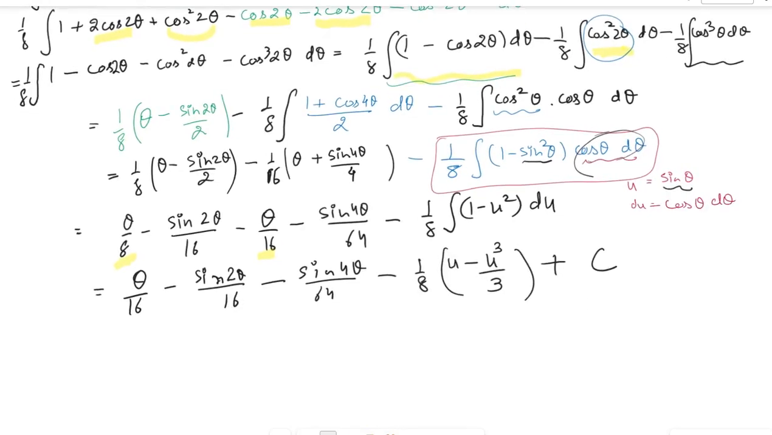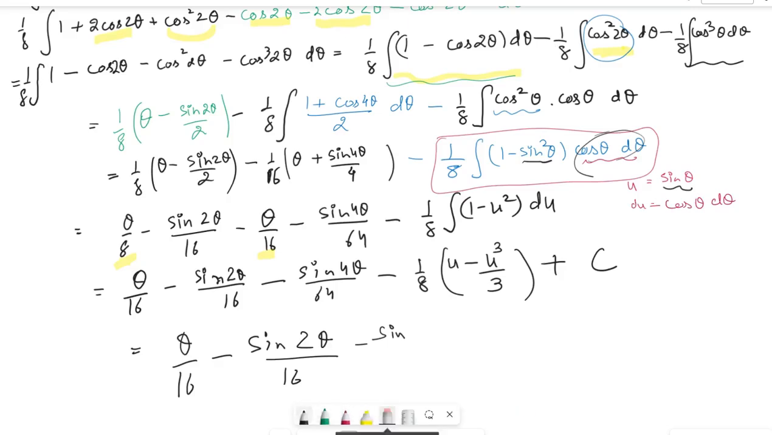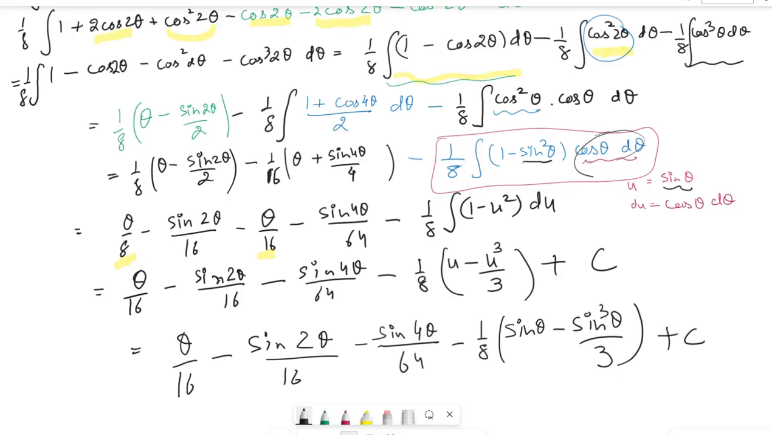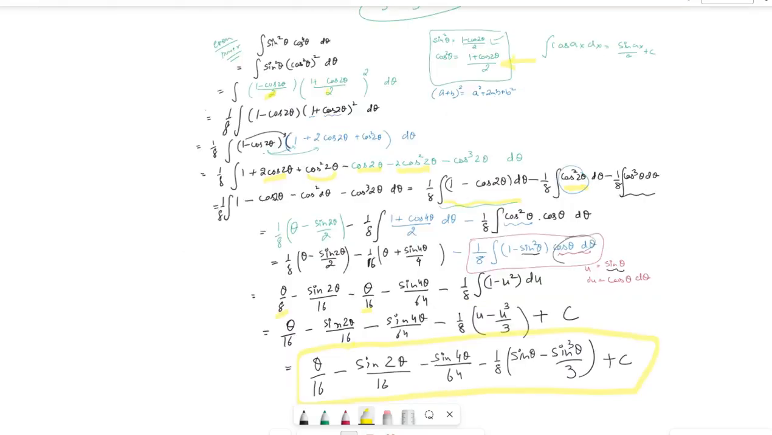But pay attention, we need to write sine back in place of u. So our final answer: theta by 16 minus sine 2 theta by 16 minus sine 4 theta by 64 minus 1 by 8 (sine theta minus sine cube theta by 3) plus c. This should be your final answer. And this is the whole question.